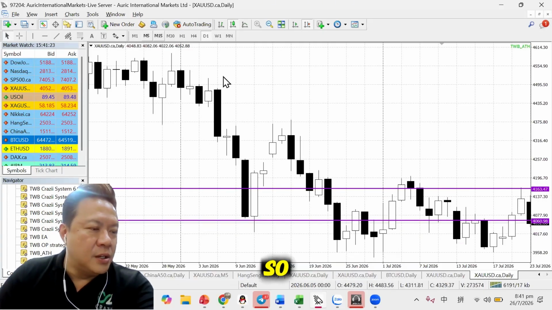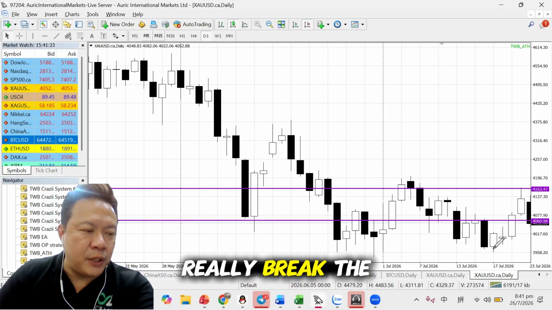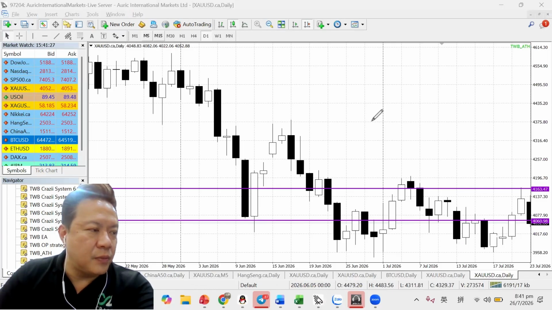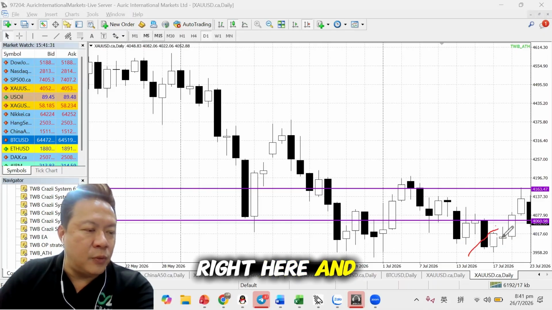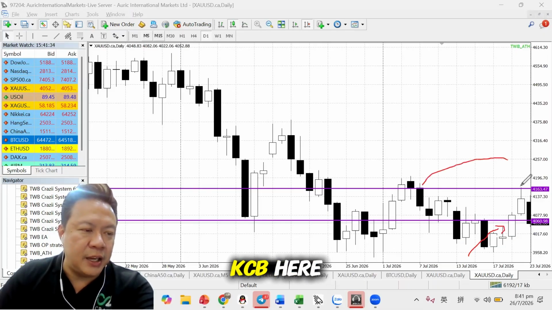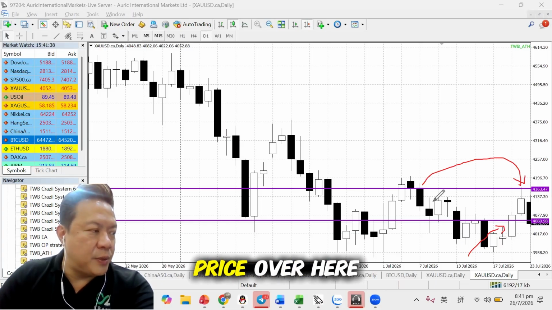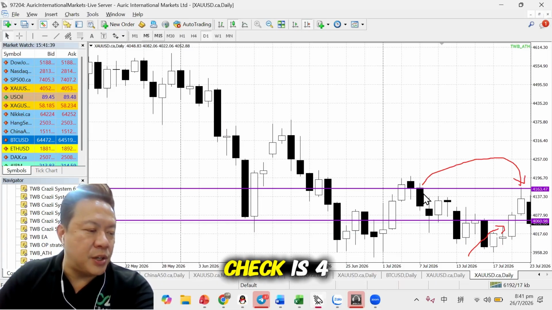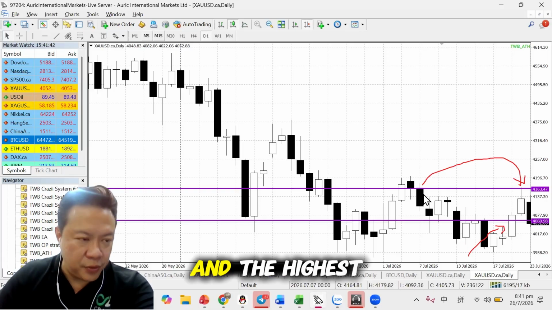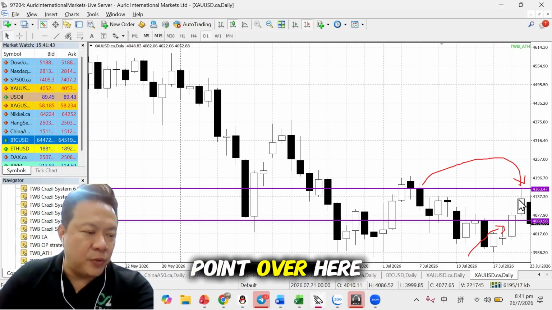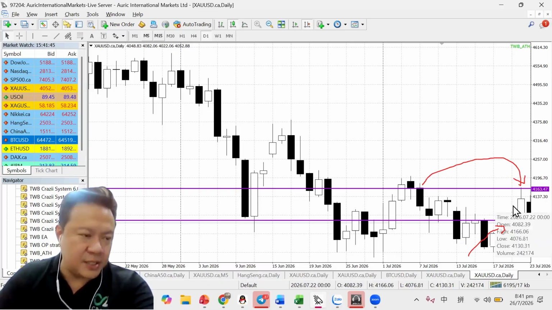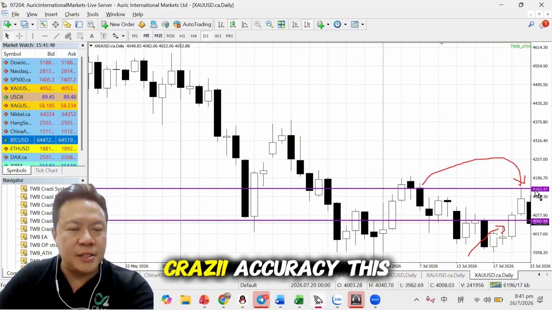So what happened is that you can see the market really did it. Oh my God. The market really broke the KCB right here. And where did it stop? Exactly at the KCB here. The market stopped exactly there. The opening price over here, let me double check, is 4164. And the highest point over here is 4166. Oh my God. This is how crazy the accuracy is.